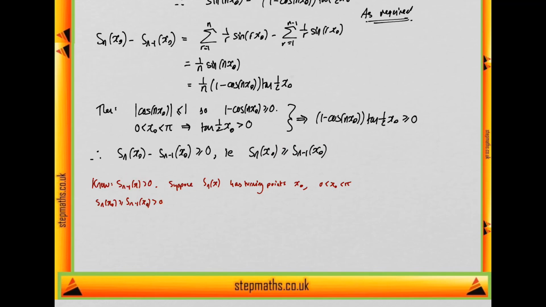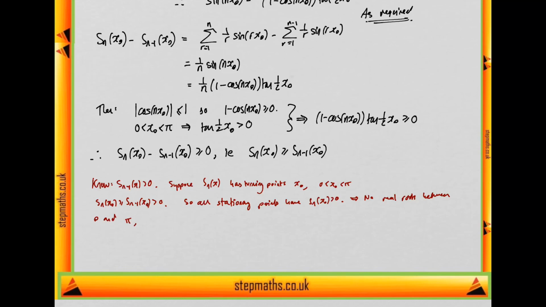So what does this mean? Well, from this, we can conclude that all stationary points must be positive. So all stationary points, and by positive I mean the y-coordinate, have Sn of x naught greater than 0. Okay, so what does that mean? Well, then I can't have any real roots between 0 and pi.